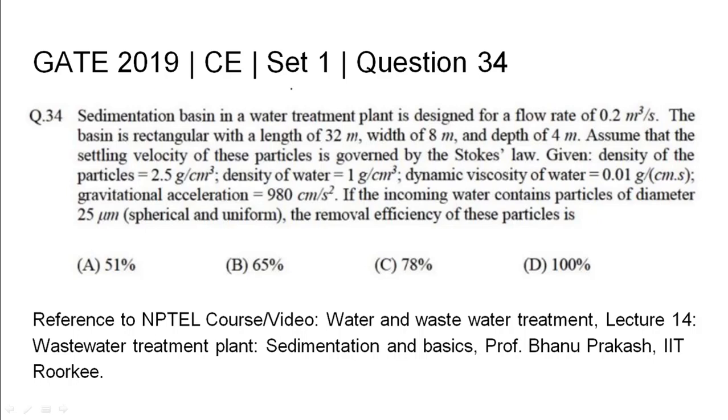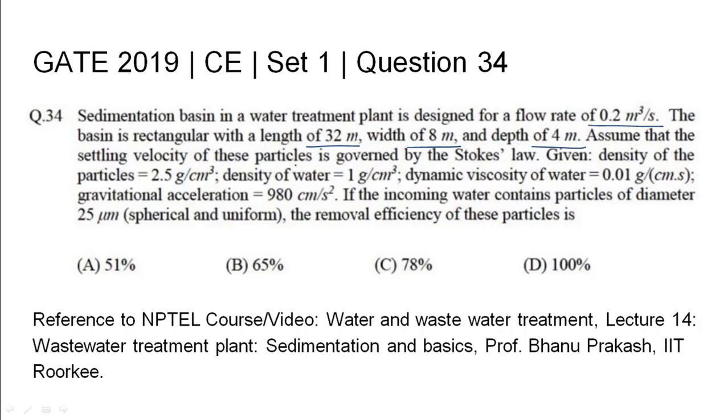GATE 2019 Civil Engineering Set 1 Question 34. A sedimentation basin in a water treatment plant is designed for a flow rate of 0.2 meter cube per second. The basin is rectangular with a length of 32 meter, width of 8 meter and depth of 4 meter.